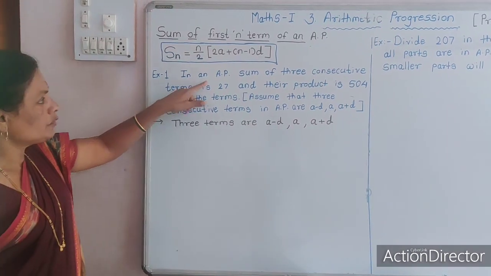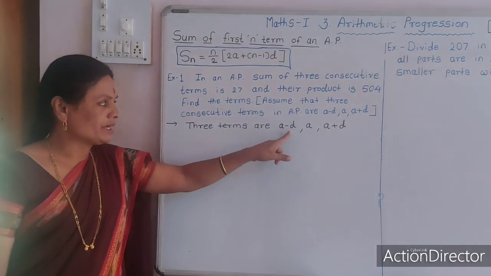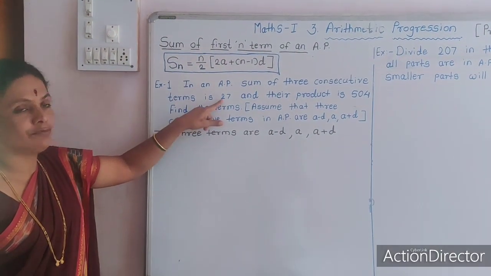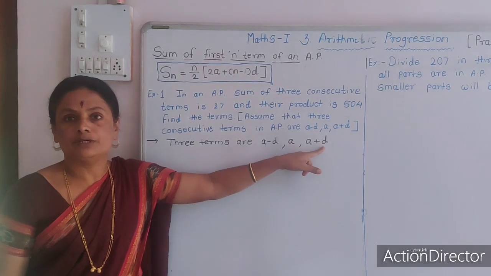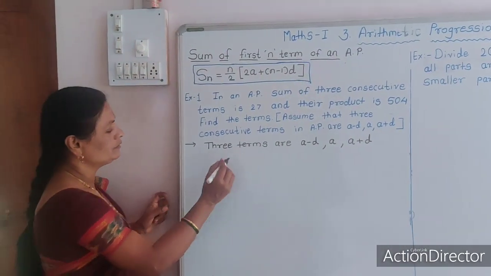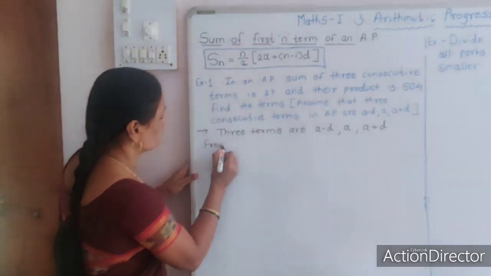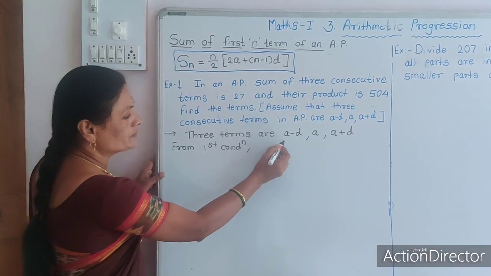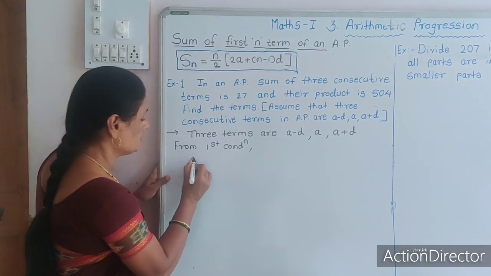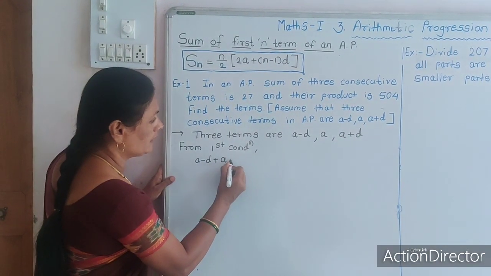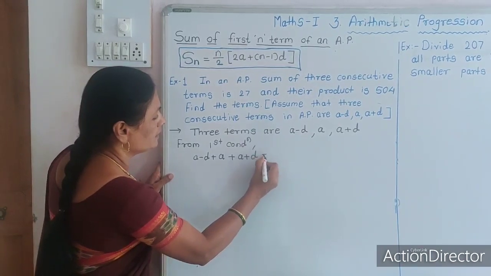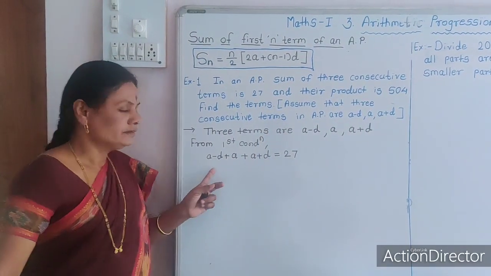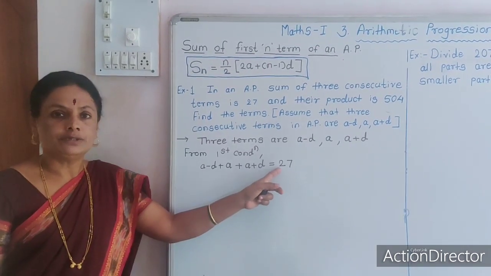Now the first condition. Let the terms be a minus d, a and a plus d. The first condition is that the sum of these 3 consecutive terms is 27. Therefore, from the first condition, a minus d plus a plus a plus d is equal to 27. This is the first condition.